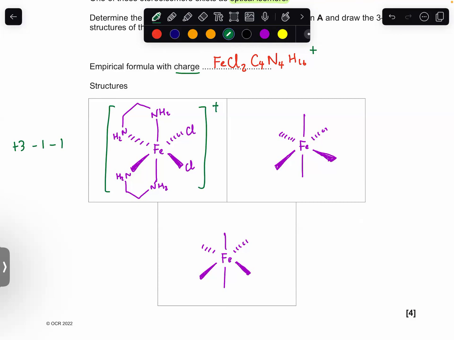You could draw a lovely complex and miss the charge, so please be mindful of that. Let's draw the mirror image. Imagine there's an imaginary mirror here. So you've got your chloride ions. Let's draw our bidentate ligands.